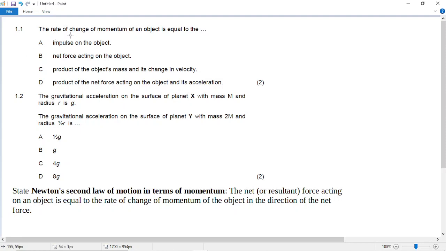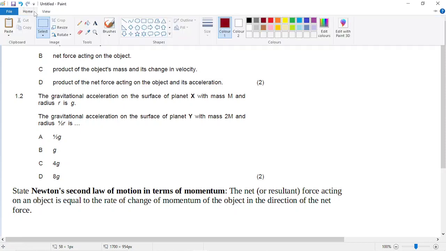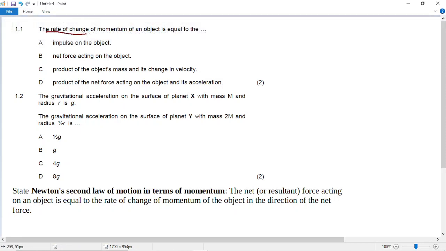1.1, the rate of change of momentum of an object. Now, whenever you see this rate of change, you know we are dividing by time. So this is mv over t, okay? If you don't know your definitions, you will have to do something about this. If you know your definitions, it says state Newton's second law of motion in terms of momentum. The net force acting on an object is equal to the rate of change of momentum of the object. So the answer is B if you don't know it.